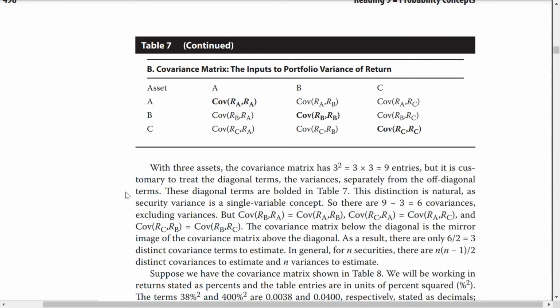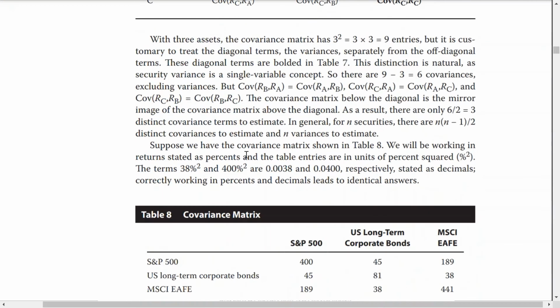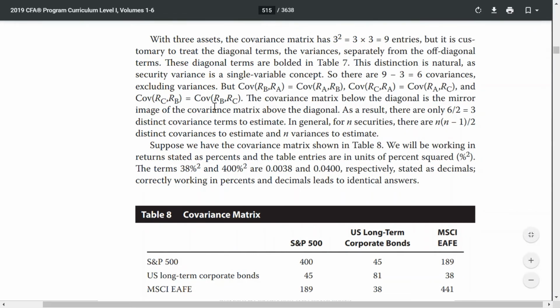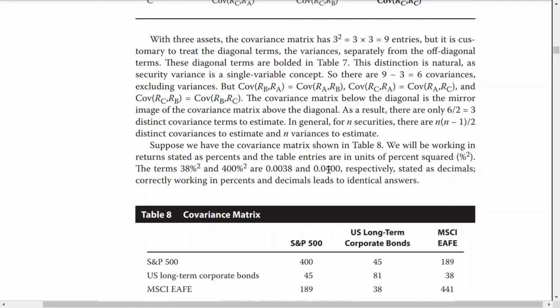The distinction is natural, as security variance is a single-variable concept, so there are 9 minus 3, which is 6 covariances. But the covariance of B and C equals the covariance of C and B, because, first of all, the order doesn't matter. Second of all, they are interchangeable. That's why they're like that. The covariance matrix below the diagonal is the mirror image of the covariance matrix above the diagonal.